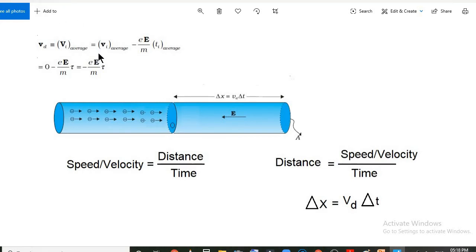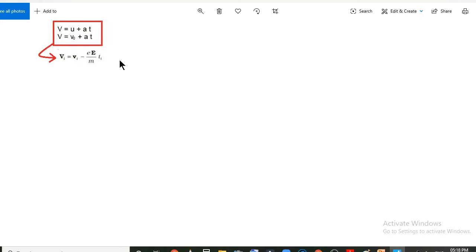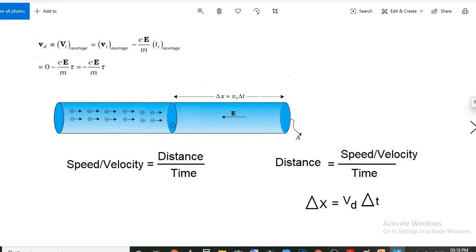That is equal to, we already have an equation, capital Vi is small vi minus eE divided by m into ti. So for averaging this, we need to average each of these terms. So the average of capital Vi is equal to the average of small vi minus the average of this other term. Okay, that is written here.